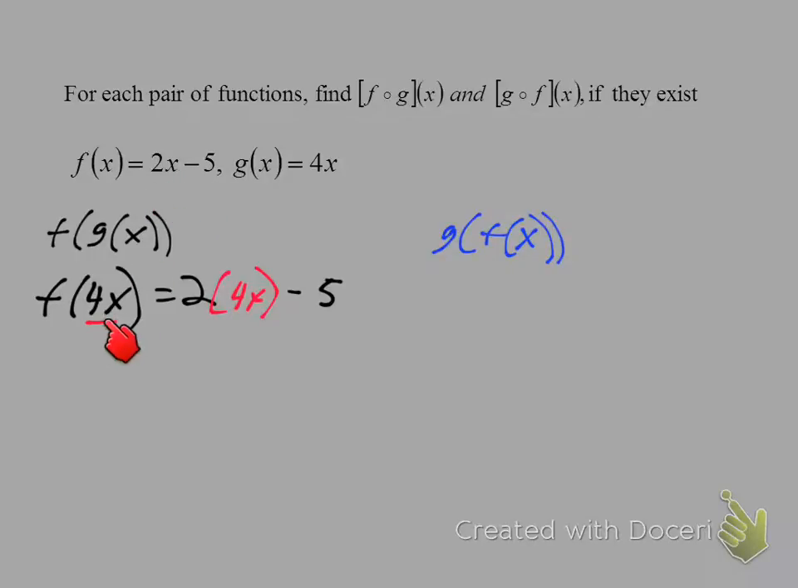Into F. You're going to take 4x. Once you figure out G of X, right? G of X is 4x. Set it up like this. Now you put 4x into F. So it's 2 times 4x minus 5. So what's 2 times 4x? Done.